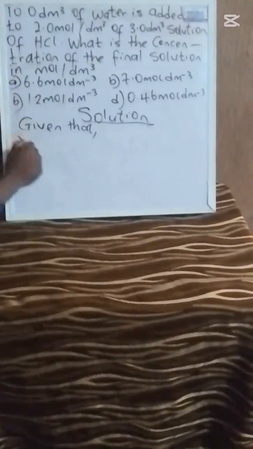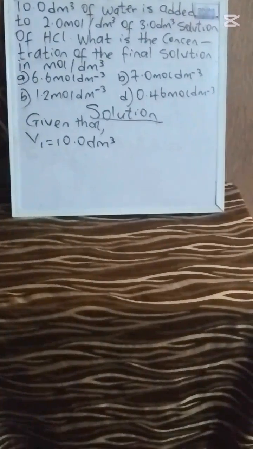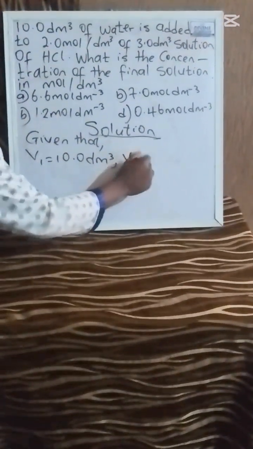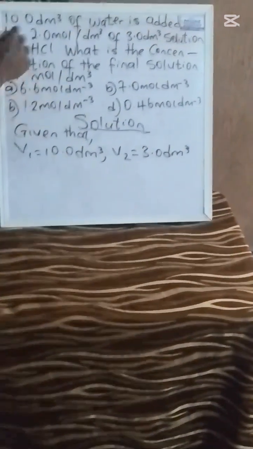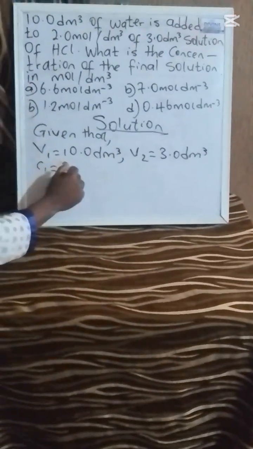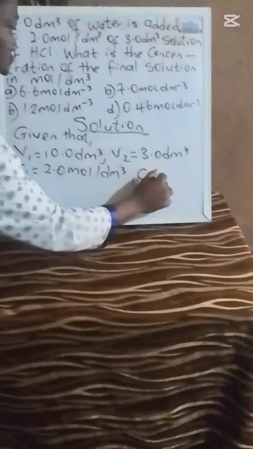Now we are given the first volume. V1 is what? 10.0 dm cube. You agree with me, right? V2 is what? 3.0 dm cube. C1 is what? 2.0 mole per dm cube. And C2, we don't know.